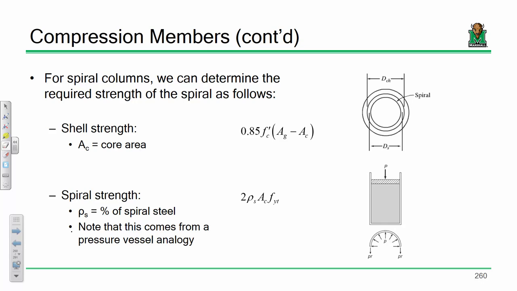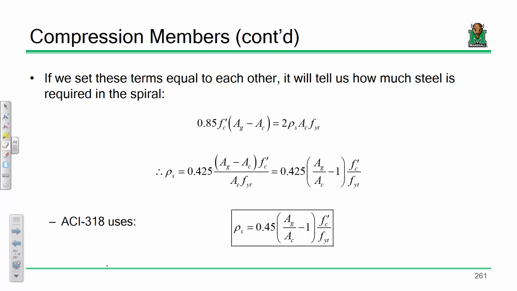So what we do for this calculation is pretty simple. We set the required core strength equal to the strength of the spiral. This equation might seem a little strange, but it actually comes from mechanics of deformable bodies. This is just the stress inside of a pressure vessel set equal to Fy, so we limit it to yielding. We set these two equal to one another and solve for the reinforcement ratio required in order to develop that capacity.